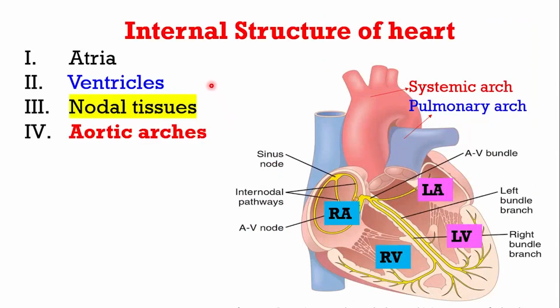In this session, we have discussed the structure of the upper chambers, the atria, and the lower chambers, the ventricles. We'll go through the nodal tissues and aortic arches in our coming session. I'll also show you the easy method of drawing the diagram of the internal structure of the heart in our next session.